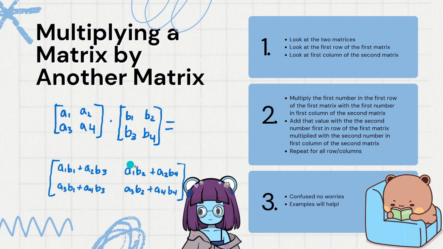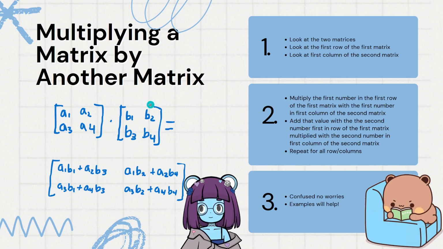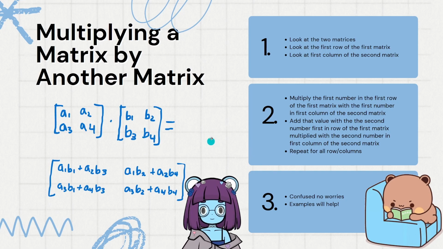And then you repeat that for all rows and columns. So if I were to find this value, I'd get A1 times B2 plus A2 times B4. If you're still confused, don't worry, there are more examples, and these examples should help.